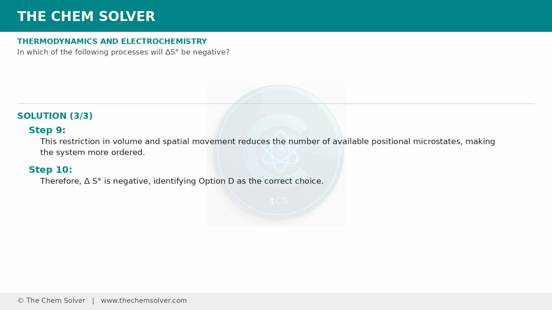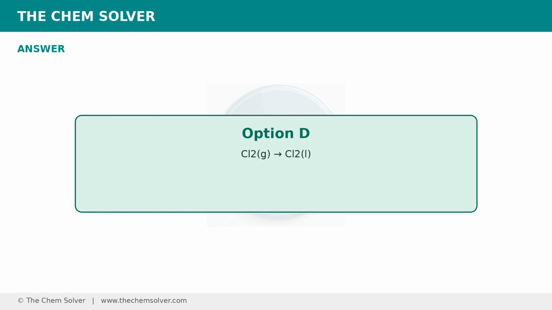This restriction in volume and spatial movement reduces the number of available positional microstates, making the system more ordered. Therefore, delta S degrees is negative, identifying option D as the correct choice. The correct answer is option D. Cl2 gas gives Cl2 liquid.